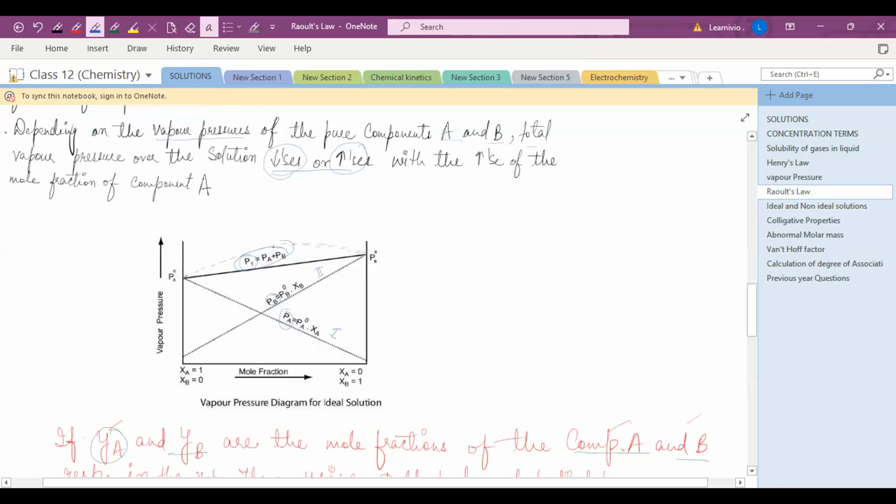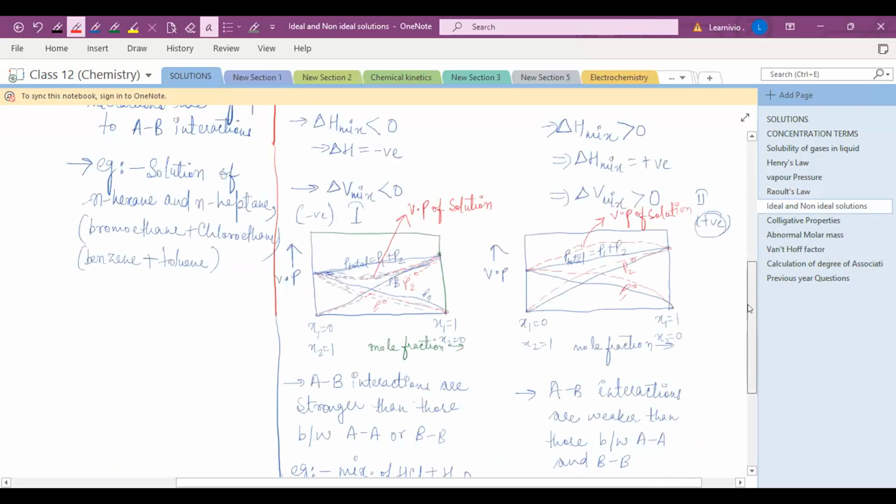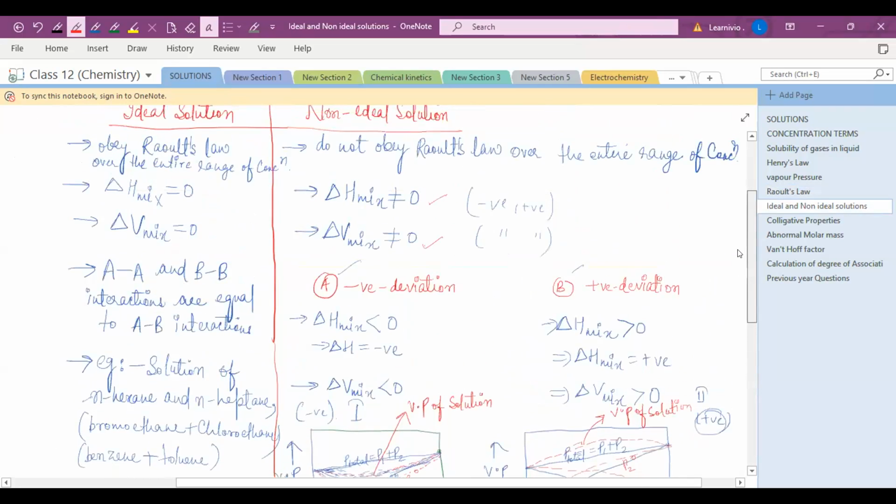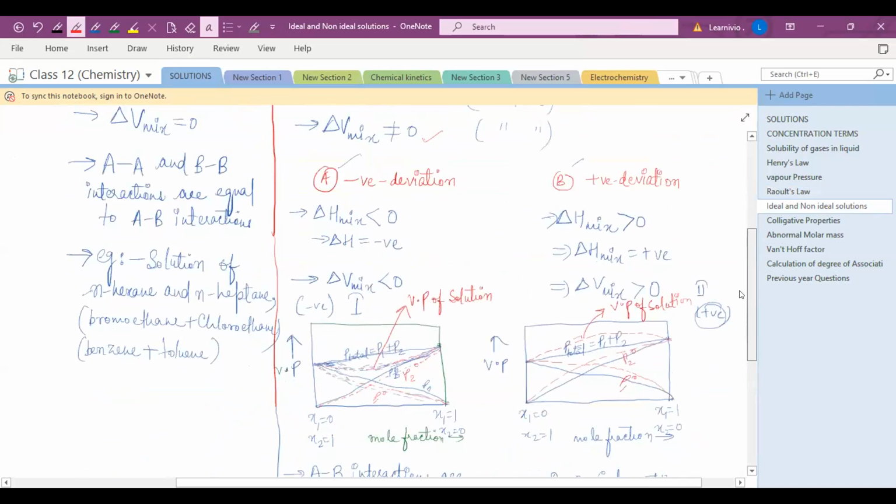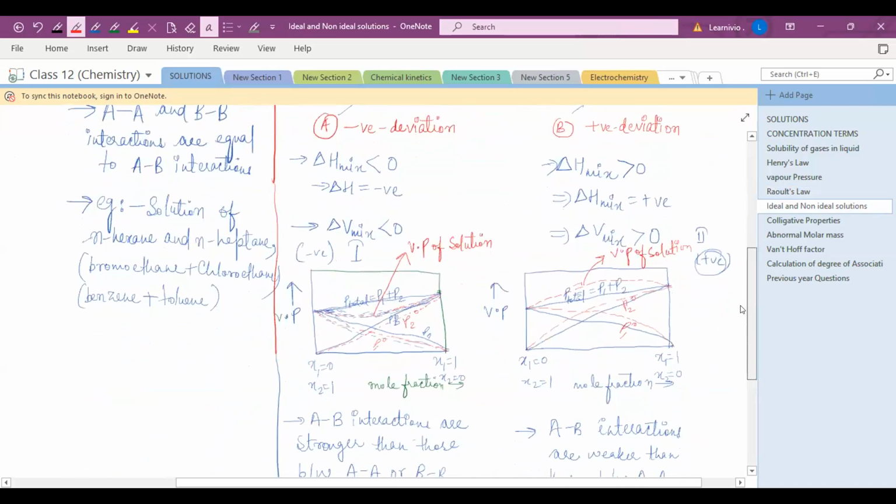This P total line looks like this. Similarly, in the case of PB, this line goes like that, above this line. Similarly, just like this, this is the positive deviation. Similarly, if there is negative deviation, this line goes below this line, right? Below this line. Okay. So that's the positive and negative deviation, which is the non-ideal solution. So a non-ideal solution shows positive deviation and negative deviation.